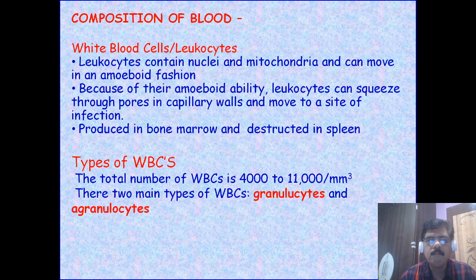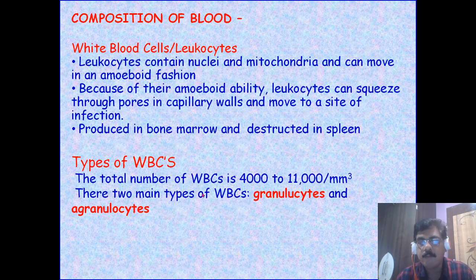Then the WBCs or leukocytes have nuclei and mitochondria, and they can move in an amoeboid fashion. Because of their amoeboid activity, leukocytes can squeeze through the pores of the capillary wall and reach the site of infection. They are produced in bone marrow and destroyed in the spleen. The total number of WBCs is 4,000 to 11,000 per cubic millimeter.